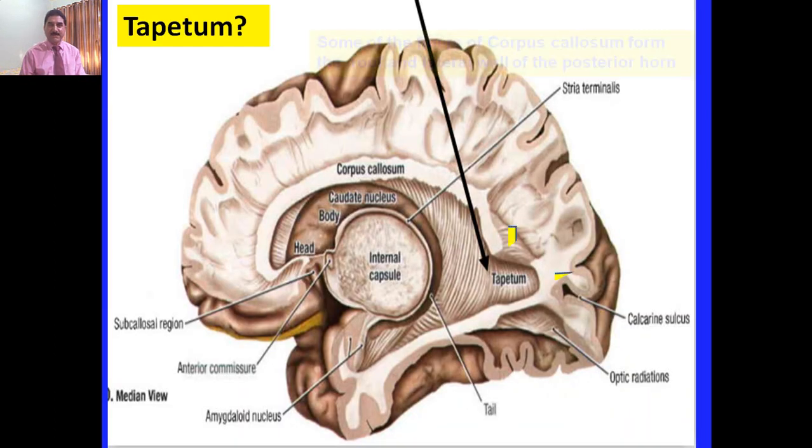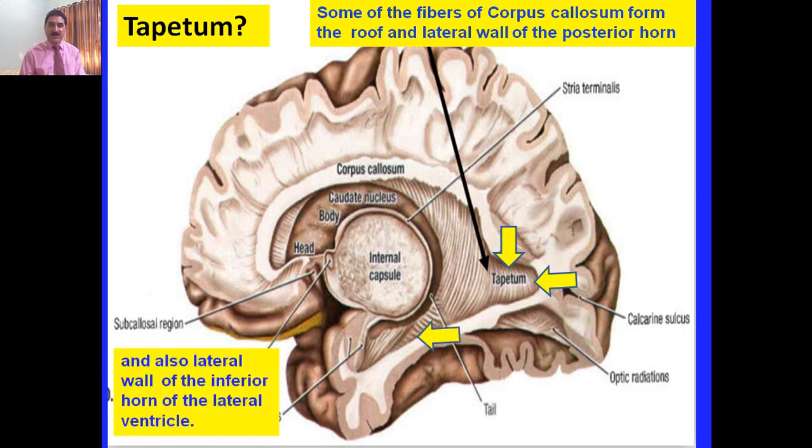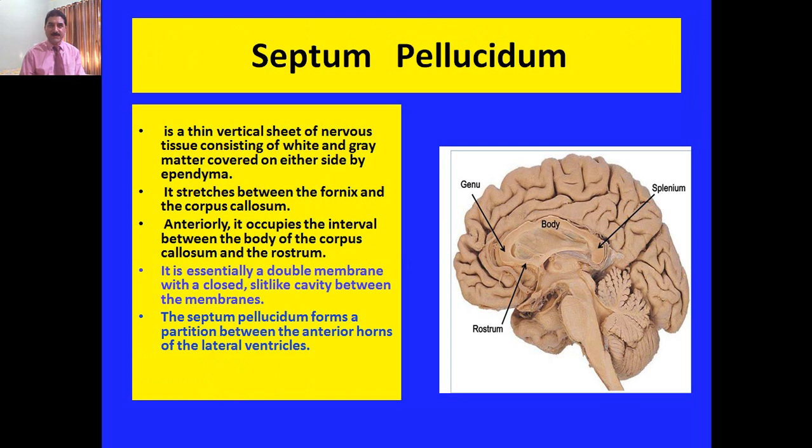What is tapetum? Some fibers of the corpus callosum form the roof and lateral wall of the posterior horn, and also lateral wall of the inferior horn of lateral ventricle. These fibers are called the tapetum.